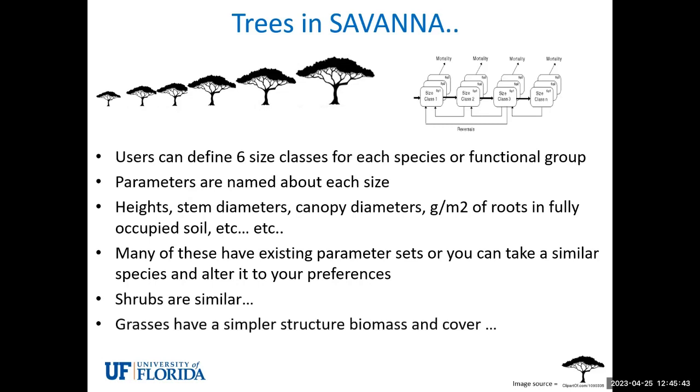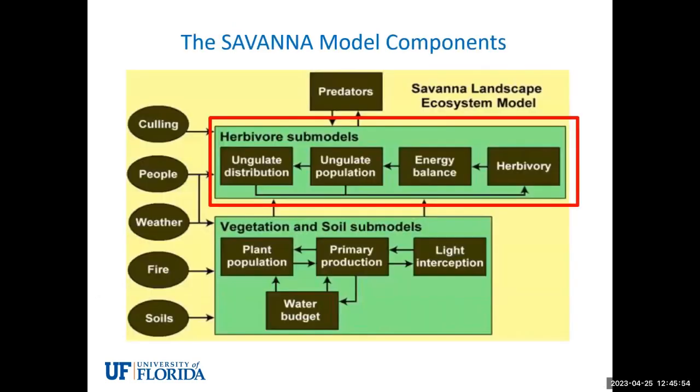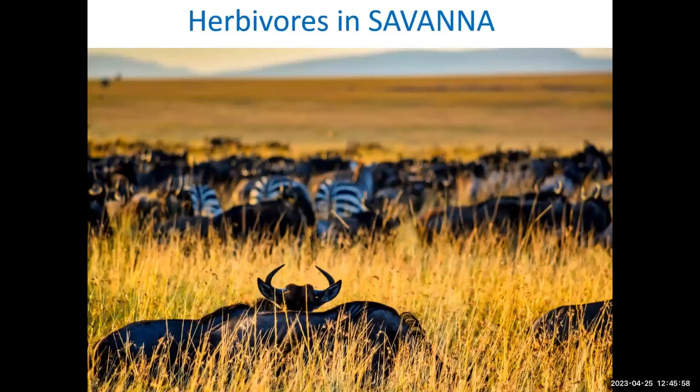They don't have the 6 size classes. They do pretty much just a biomass and a cover. So again, they're a little simpler because, of course, having to chase down size classes for grasses would be quite difficult. Let's take a quick look at herbivores and herbivore submodels within SAVANNA.